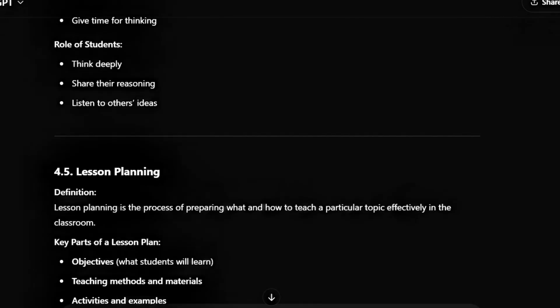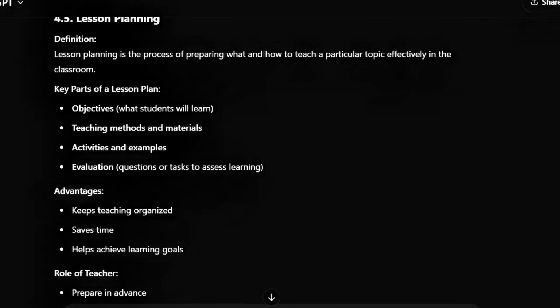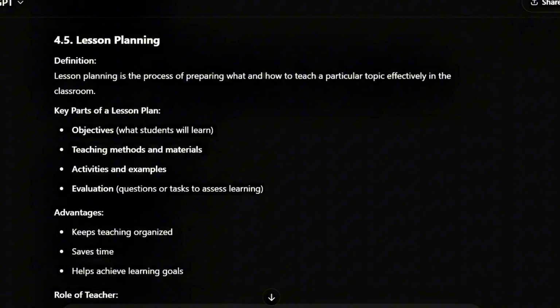4.5 Lesson planning. Lesson planning is the process of preparing what and how to teach a particular topic effectively in the classroom. Key parts of a lesson plan: objectives, what students will learn, teaching methods and materials, activities and examples, evaluation, questions or tasks to assess learning.